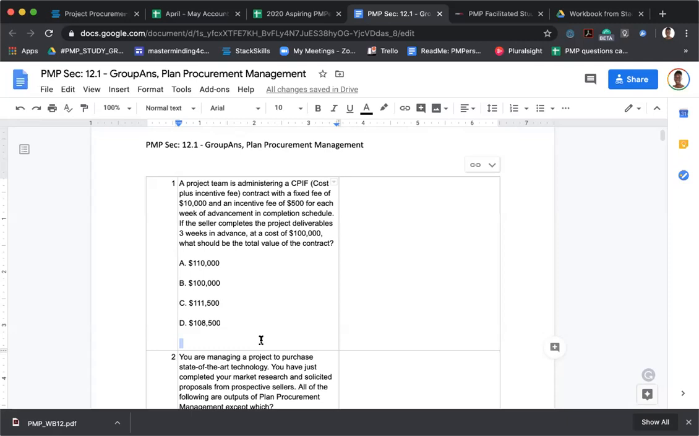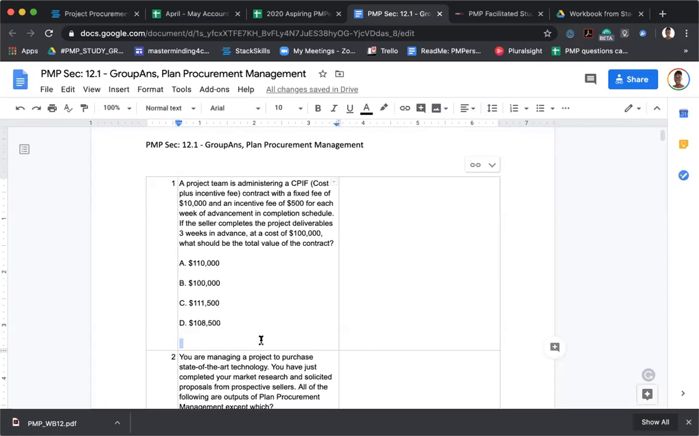Okay, so a project team is administering a CPIF, which is cost plus incentive fee contract, with a fixed fee of $10,000 and an incentive fee of $500 for each week of advancement in completion schedule. If the seller completes the project deliverables 3 weeks in advance, so $1,500 worth, at a cost of $100,000, what should be the total value of the contract?